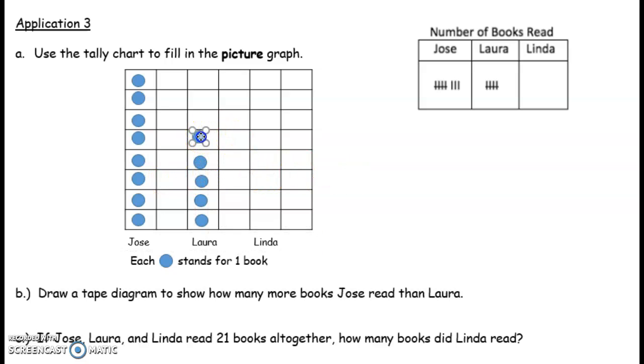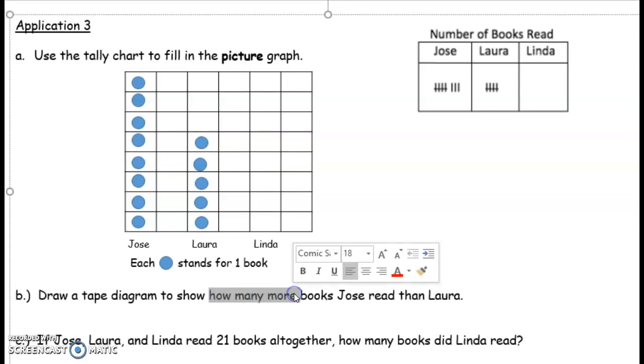Okay, so now that our picture graph is created from our tally mark chart, we're going to answer the questions. So letter B says, draw a tape diagram to show how many more books Jose read than Laura. Pay attention to this word, how many more. Remember, your tape diagram is supposed to be made of a rectangle. You're showing the number of books that Jose read and the number of books Laura read in a tape diagram. Go ahead and pause this video and get that done.